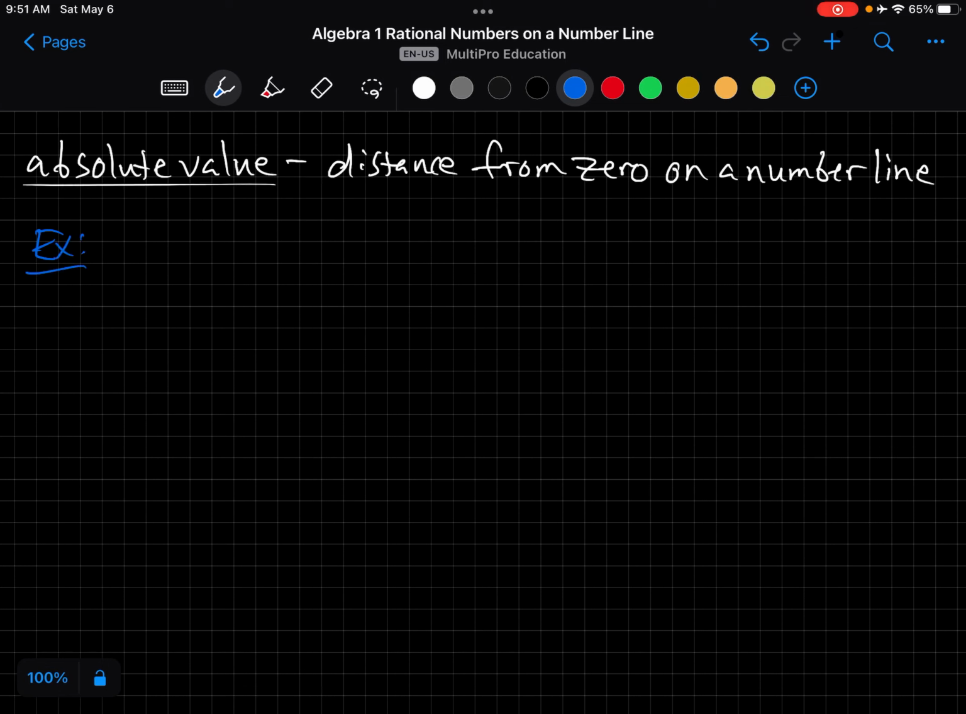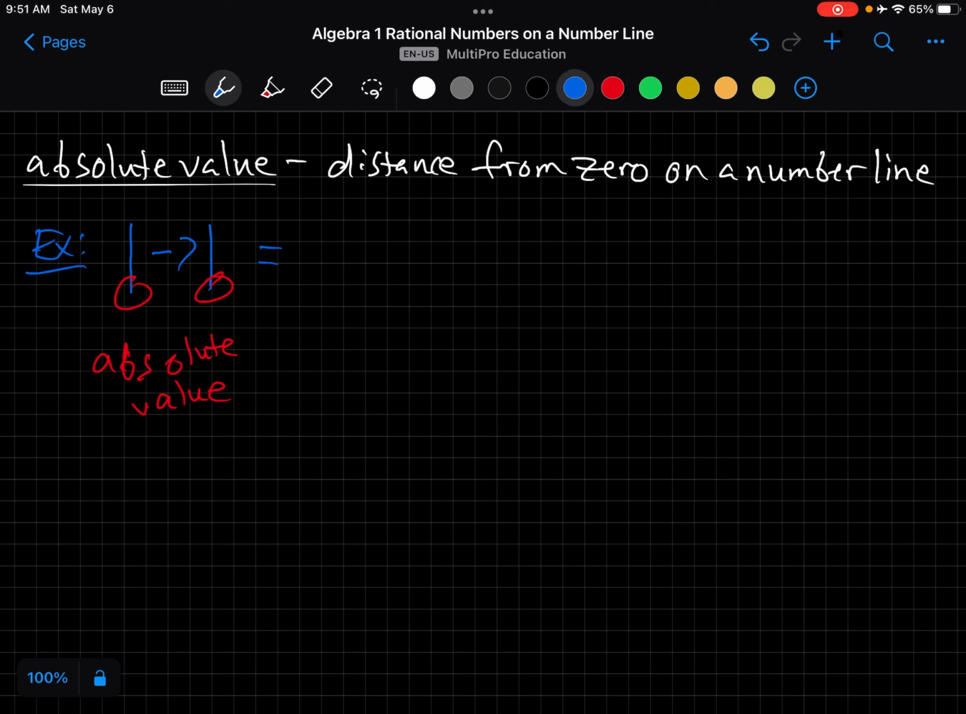Okay, so let's look at an example here. We want to find the absolute value, and how do we do that? Well, we add these two vertical bars, one on either side of the number. And these two bars mean that you're doing the absolute value. If I can spell. Okay.